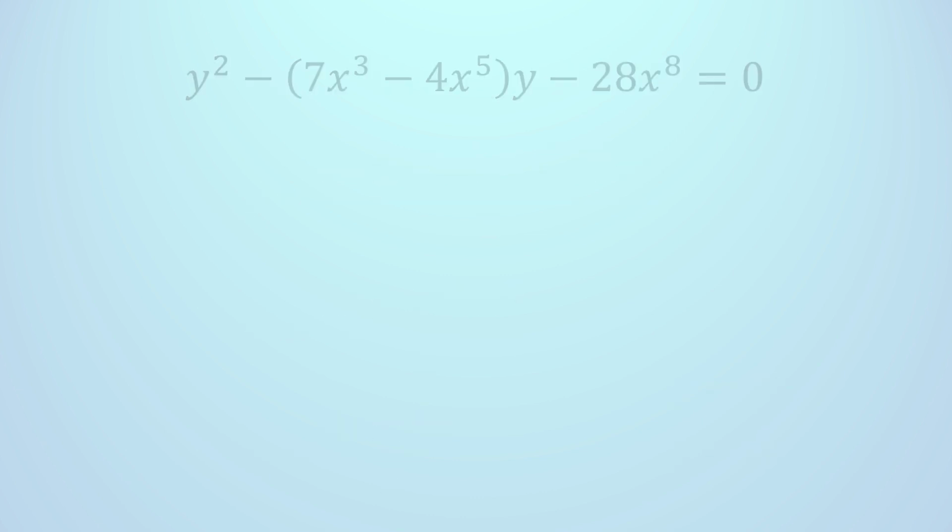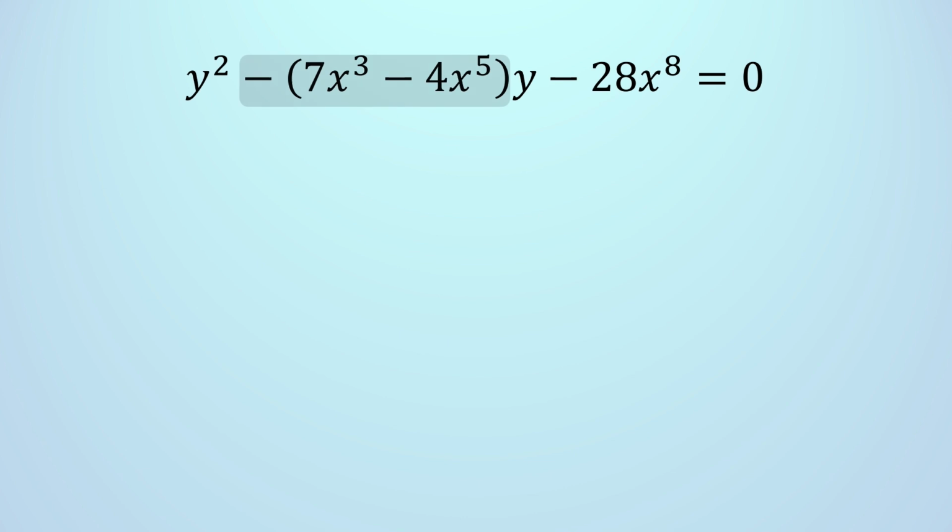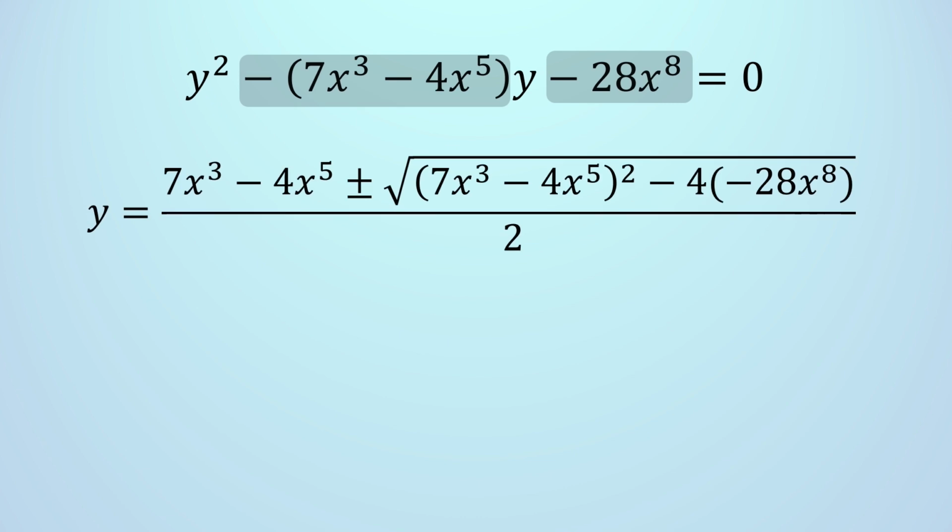For instance, if we have this slightly more difficult equation, yet, admittedly some of you might still be able to factorize this by looking at it and guessing, but the quadratic formula would tell us, of course, we've got again an a coefficient of 1, a b coefficient of minus 1 lots of 7x cubed minus 4x to the power of 5, and a c coefficient of minus 28x to the power of 8. And plugging those into the quadratic formula, you will end up with this scary looking thing.